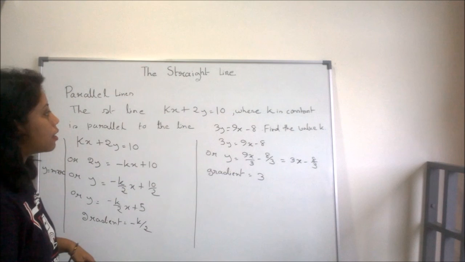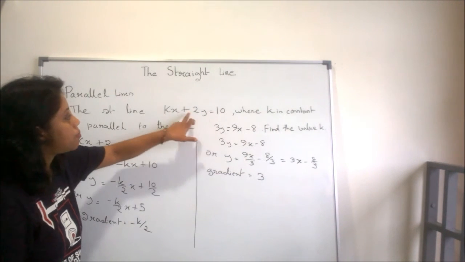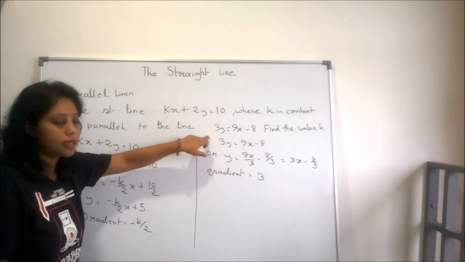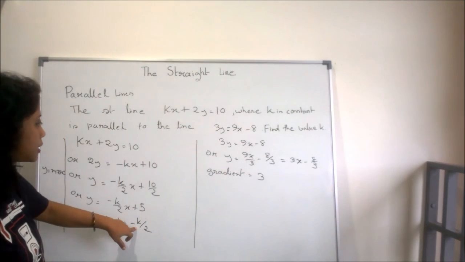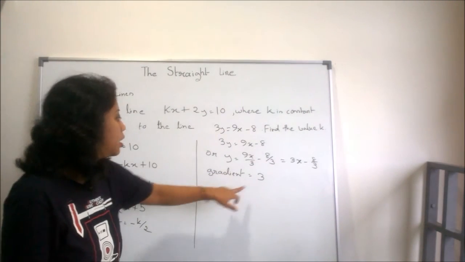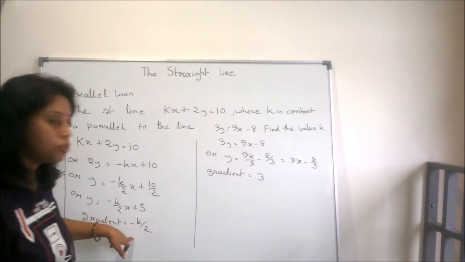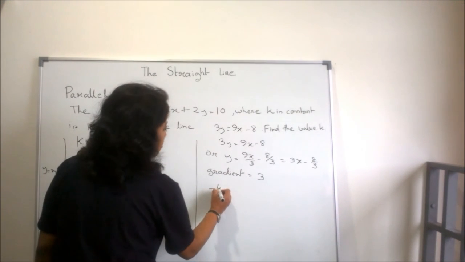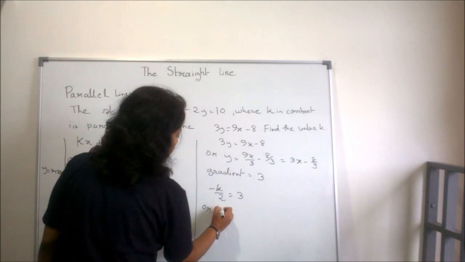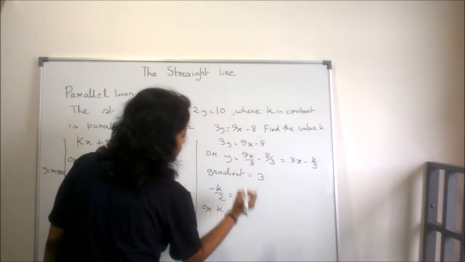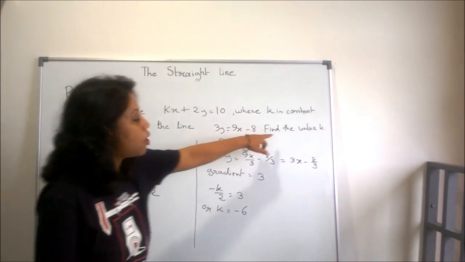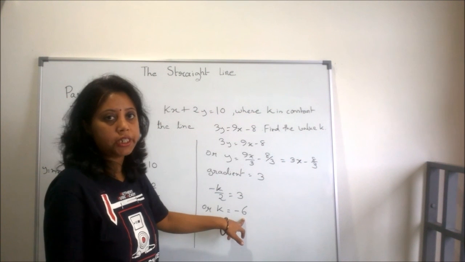So what is our condition? These two lines are parallel. What do we know about parallel lines? Both have the same gradient. So here the gradient is minus k by 2, here the gradient is 3. So both are equal. Now we equate these two. So minus k by 2 is equal to 3. From here we can get k is equal to minus 6. So we have found the value of k, which is minus 6.